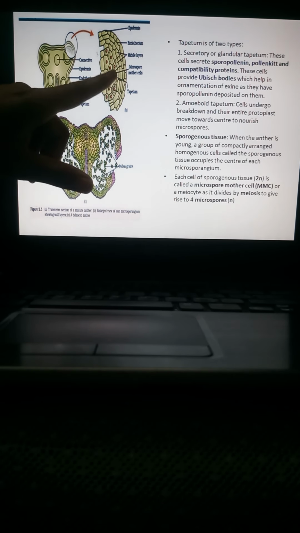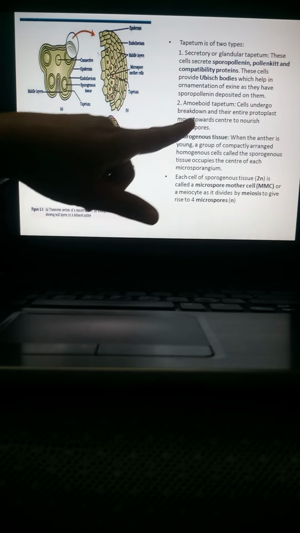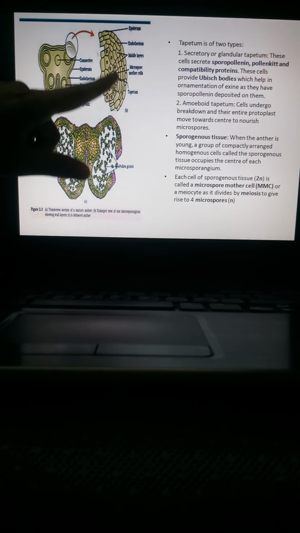Amoeboid tapetal cells, however, have a little bit different function. They undergo breakdown. The cell wall of the tapetal cell breaks and the entire protoplast moves towards the center. The entire protoplast will move from the tapetal cell by breaking the cell wall to the center, that is towards the sporogenous tissue, in order to nourish the microspores.